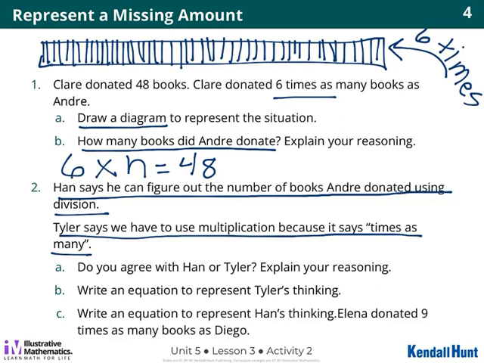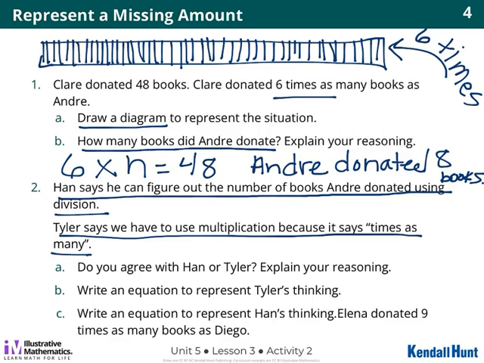Okay, how many, Keston? 8. So Andre would have had to donate 8 books. Okay, because we know 6 times 8 is 48, right guys?